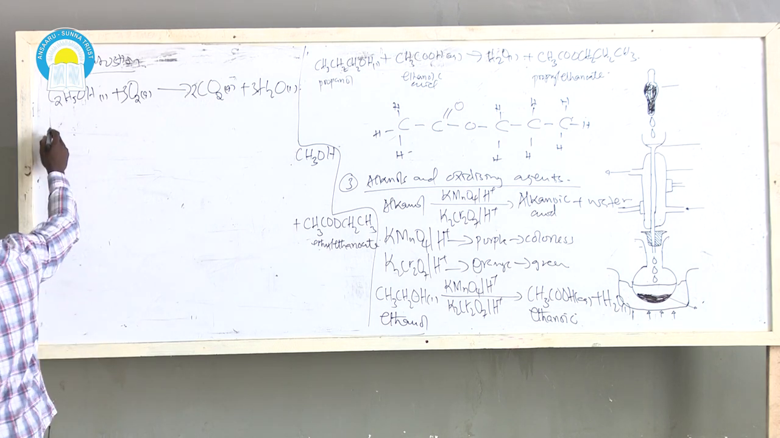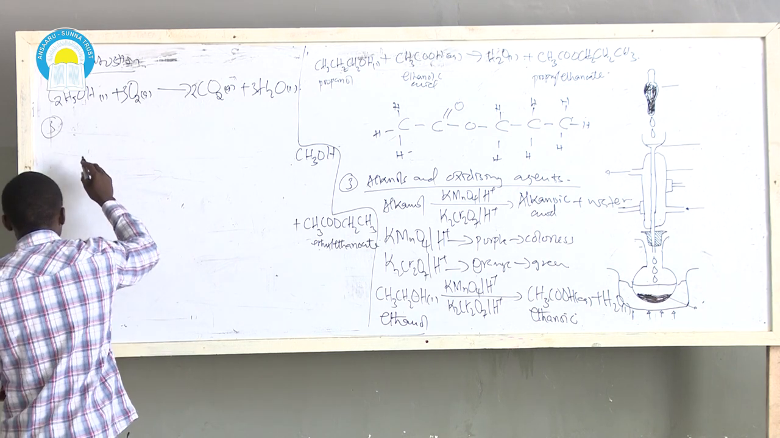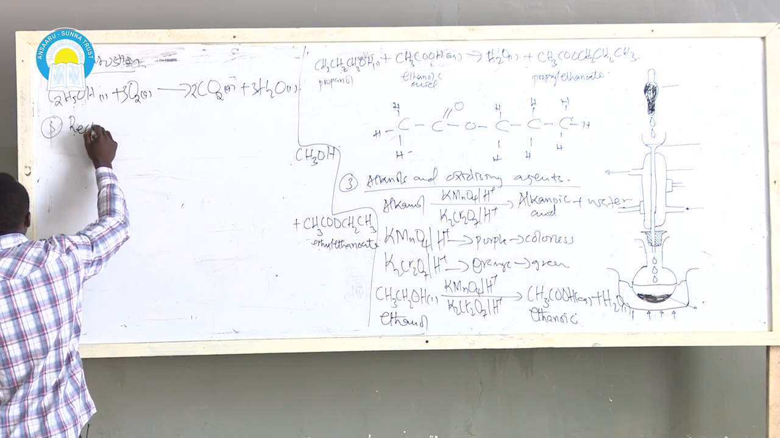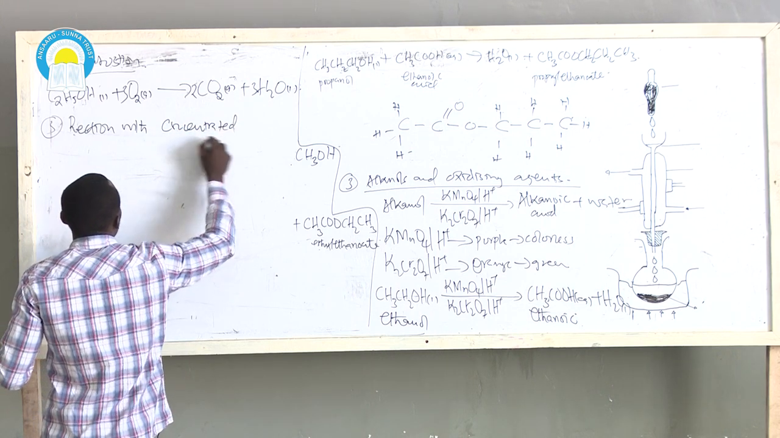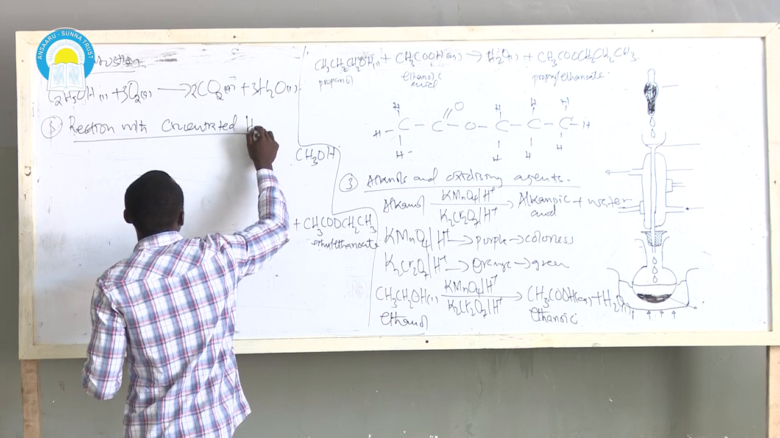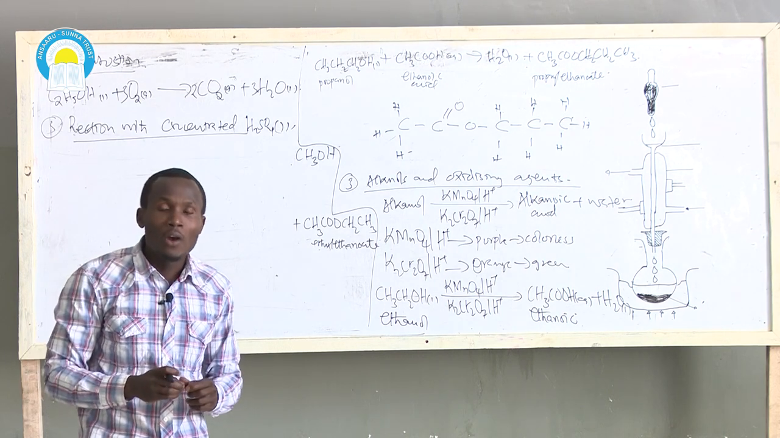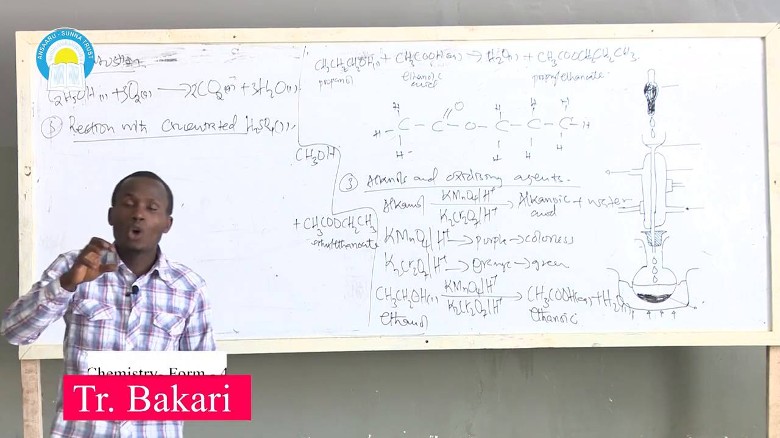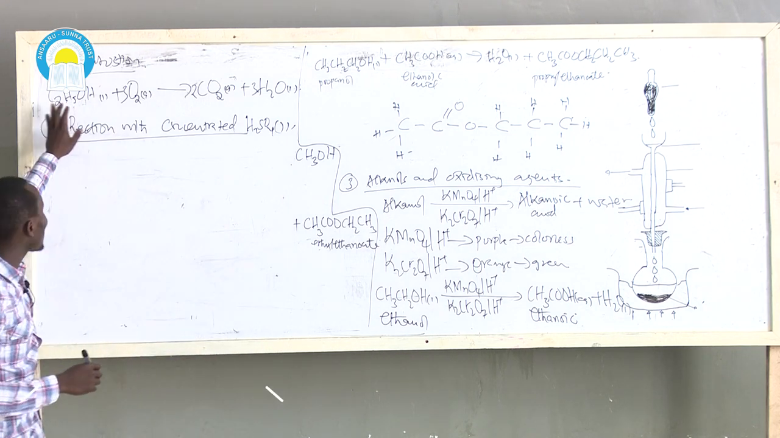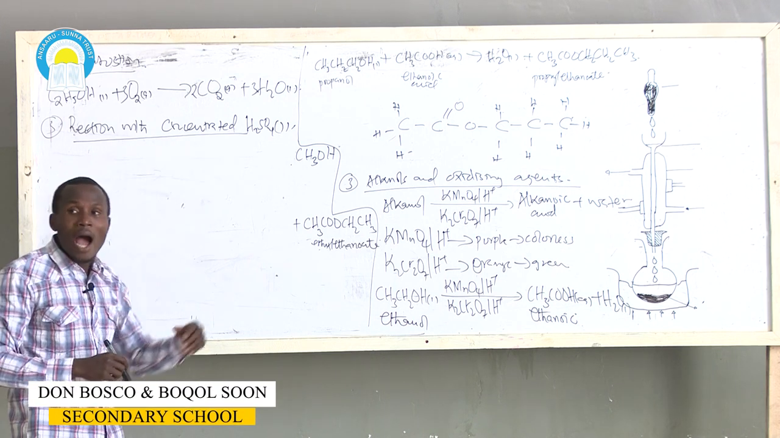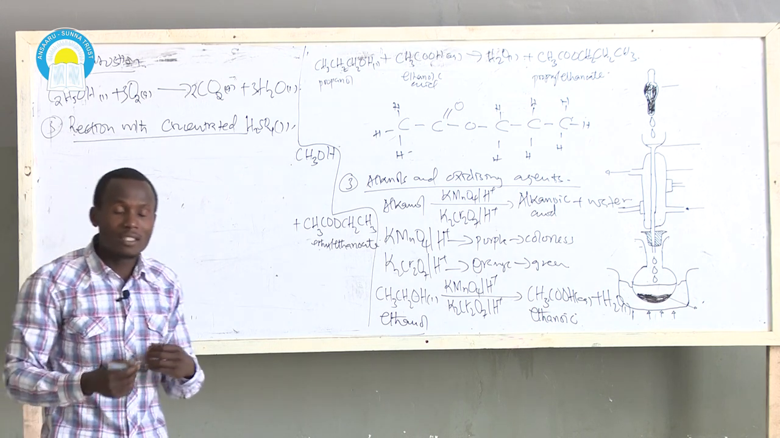Then we have the fifth chemical property of alkanols, which is dehydration: reaction with concentrated sulfuric acid. Concentrated sulfuric acid is hygroscopic, which means that it has the ability to absorb water molecules or moisture from a substance. Therefore, when you react alkanols with concentrated sulfuric acid, alkanols are dehydrated, and we get alkene plus water molecules.